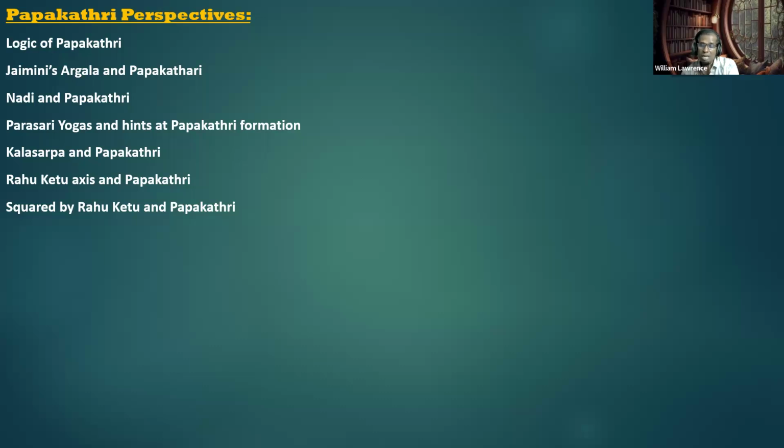Another very important aspect is being squared by Rahu Ketu. The 4th and 10th from Rahu Ketu, if a planet sits there, particularly if it is sitting a few, let's say 2-3 degrees away from the exact degree, it is supposed to be squared and strongly influenced by Rahu Ketu. And this is also very related to Papakatri, because if there is a benefic in between, it has a different effect. But if there is a malefic in between in the square, it takes a different effect. These are all related to Papakatri only.